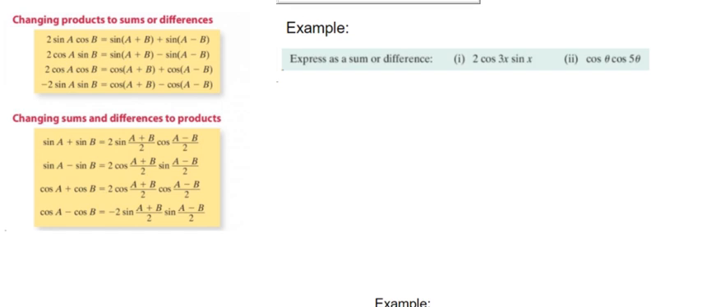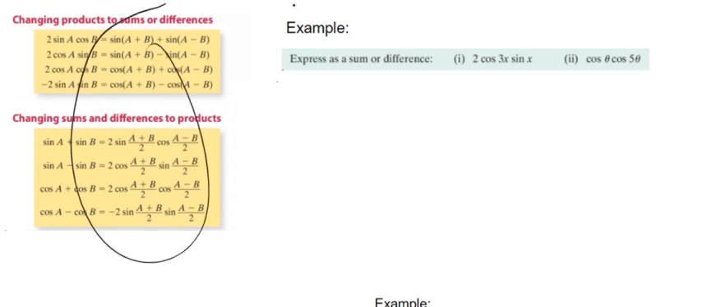Hi folks, these are some difference and product formulae. So you've got a big list of them down here. So when you're looking at a question, you're just looking for something similar to the first part.